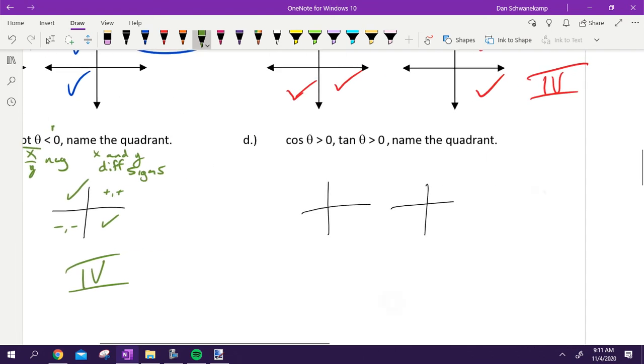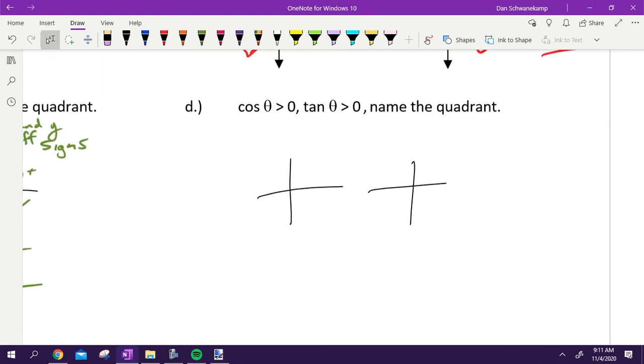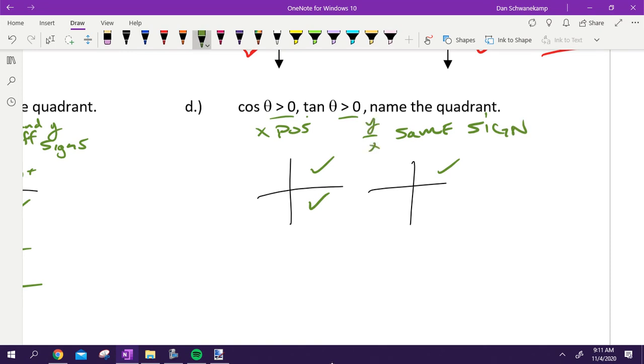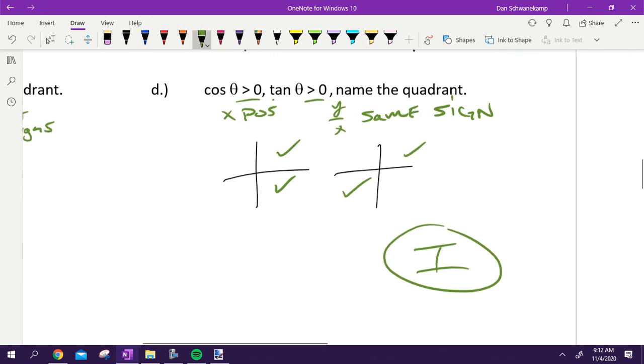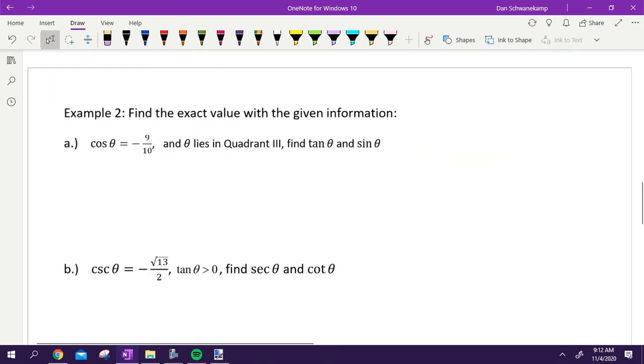Let's look at D. Show me with your fingers. What did you get on D? It's 1. It's pretty easy on this one because they're both positive. The only place where everything is going to be positive is in quadrant 1. Cosine is greater than 0. That means x is positive. So I'm going to the right. Tangent is greater than 0 means x and y, same sign. Okay, it's y over x. But it's the same sign, so that's quadrant 1 and 3. The only one that they overlap is 1. Questions on those? Flip it to the back side.